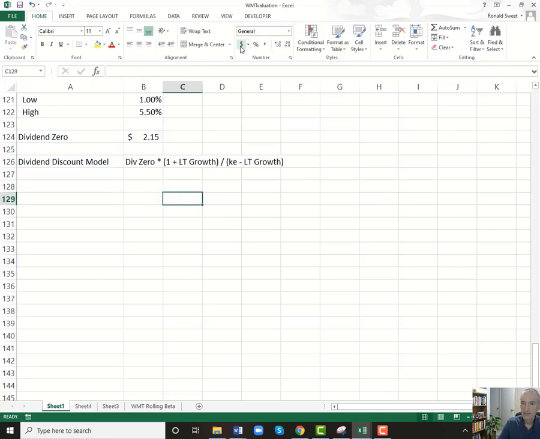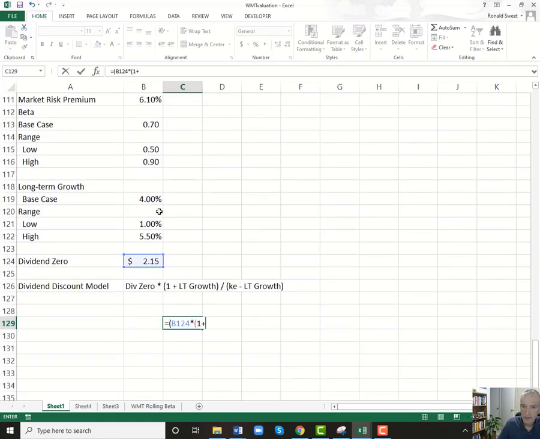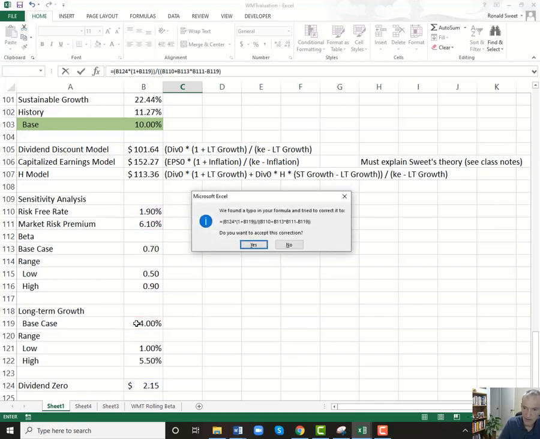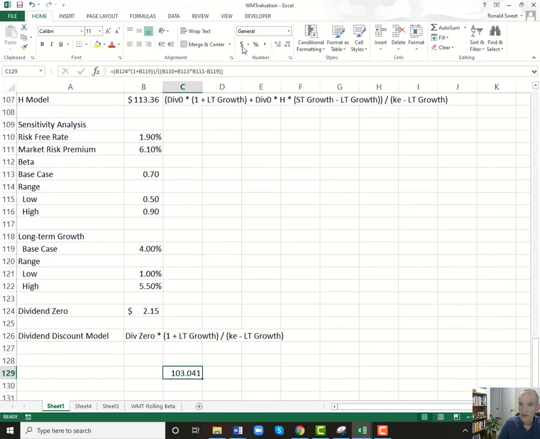So we're going to find a cell. I'm going to put it right here in C129 where we're going to put that formula. So equal dividend 0 times 1 plus our base case, we're doing everything base case, 4%, divided by, so our KE is going to be our risk-free rate plus beta times the market risk premium minus our long-term growth. And we do that, we get 103.04.